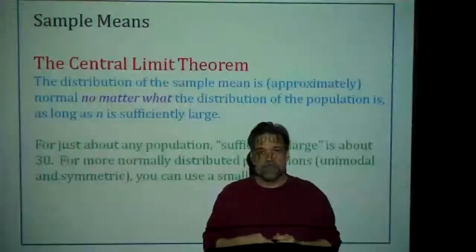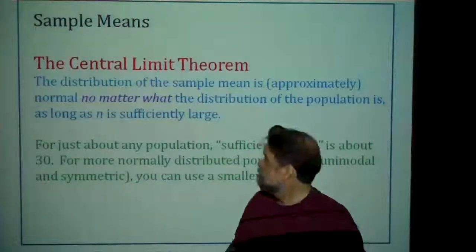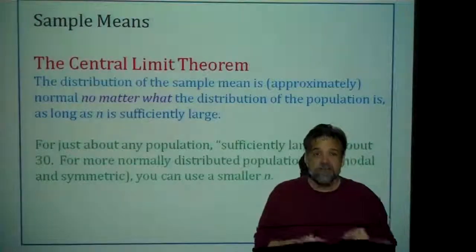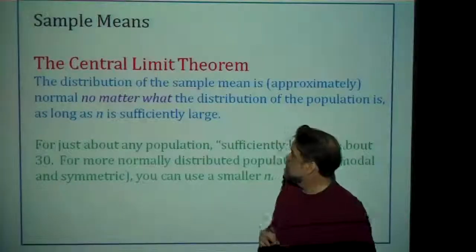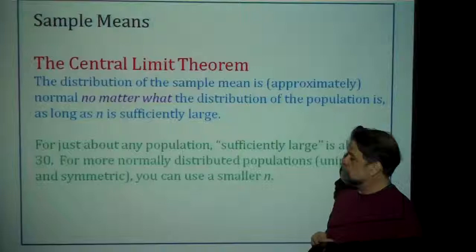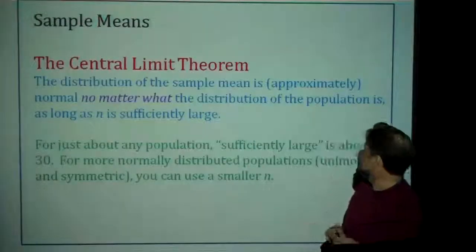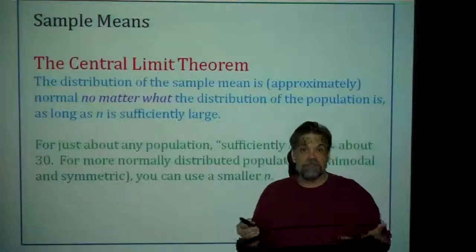Well, that's not normally distributed. So what do we do? Fortunately, there's this thing called the central limit theorem that is possibly the most important theorem of all statistics. And what the central limit theorem says is that the distribution of the sample mean is approximately normal no matter what the distribution of the population is, as long as N is sufficiently large.